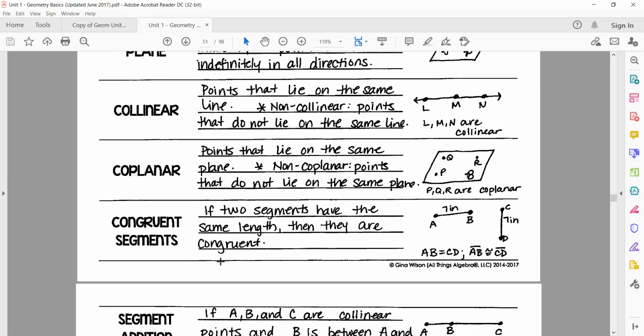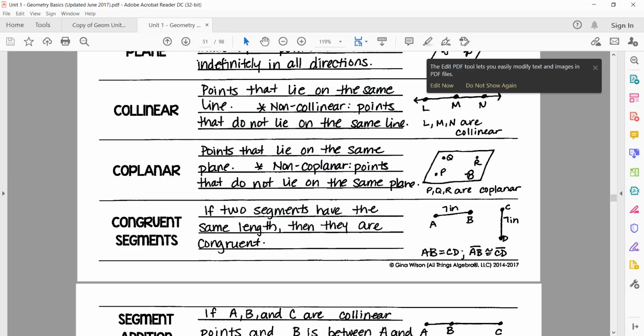Later on, we'll be talking about congruent triangles. Well, congruent triangles have to have the exact same angle measures. They have to have the exact same side lengths. They have to be exactly alike. But with congruent segments, we're talking about a measurement. So here you can see AB is 7 inches, CD is 7 inches. The orientation doesn't matter. Then right below this is more of this sort of graphic representation that you might have to interpret.